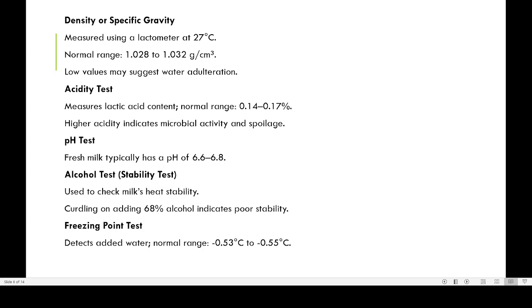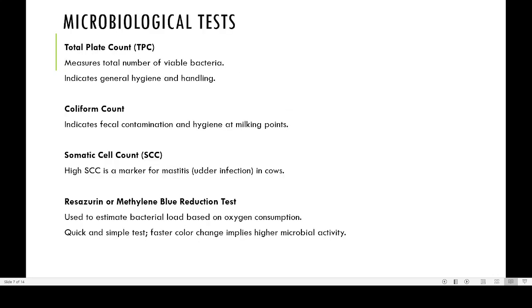Then there will be some microbiological tests also. Regarding the microbiological test, that will be measuring the total number of viable bacteria. That is the total plate count, TPC. It indicates the general hygiene and handling. Milk is taken from the udder of the cow, and it should be collected after washing hands. The collection procedure should be very proper.